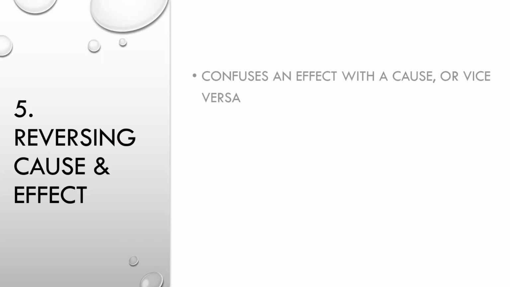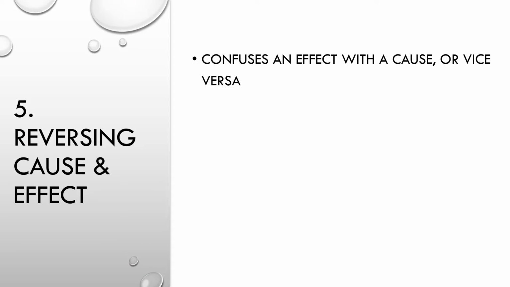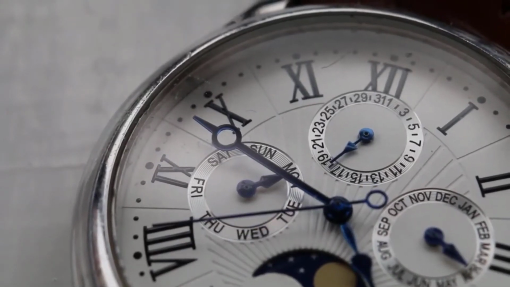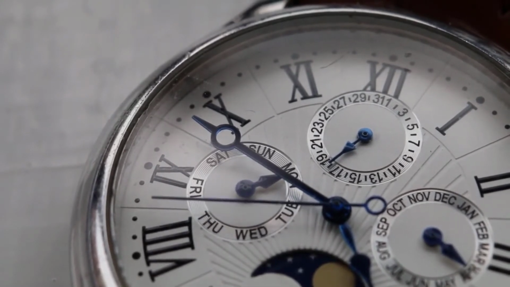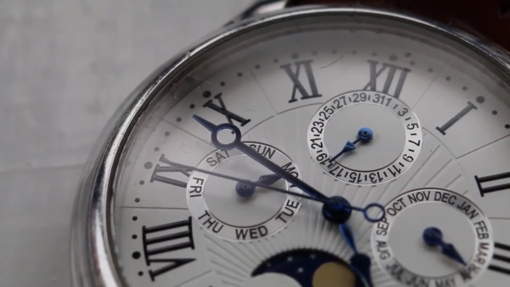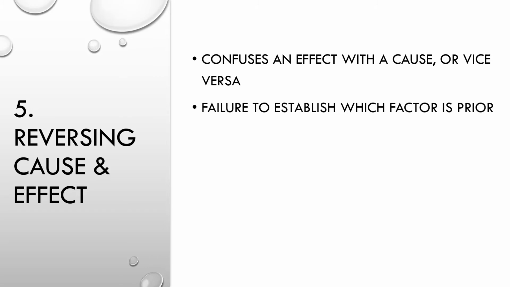Fifth is reversing cause and effect, confusing an effect with a cause or vice versa. Now, how's that possible? Well, cause and effect are not temporal relations, as those who commit the post hoc fallacy often assume. It's often difficult to establish which factor has some type of priority in many situations. And there is an aspect of the cause-effect relationship that is simultaneous. Think of a brick breaking a window.